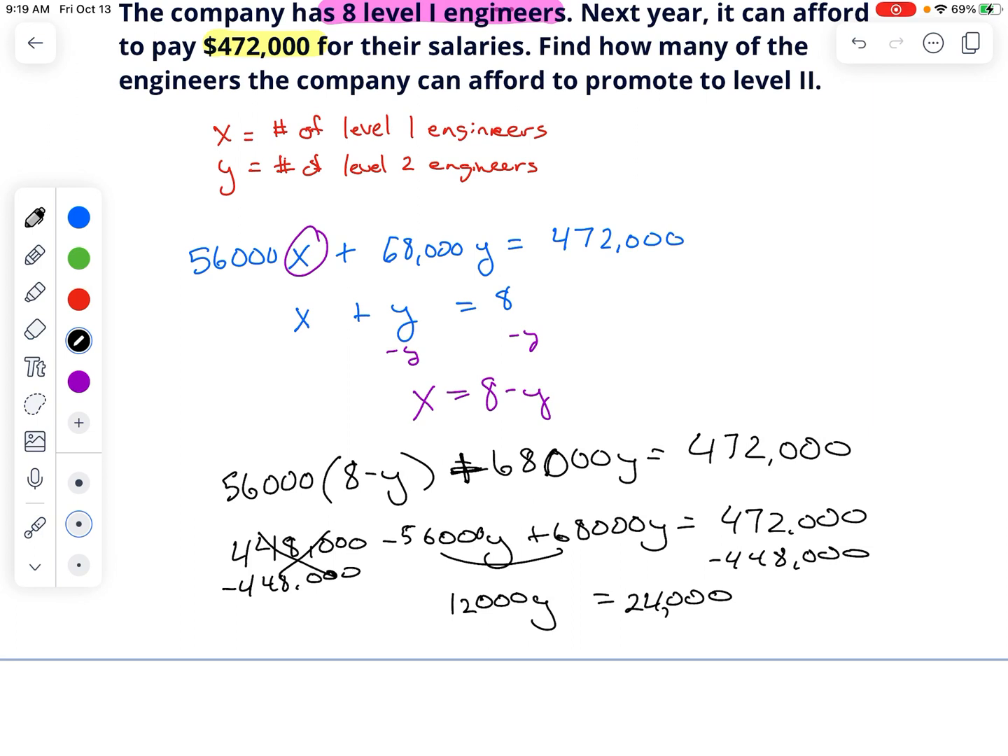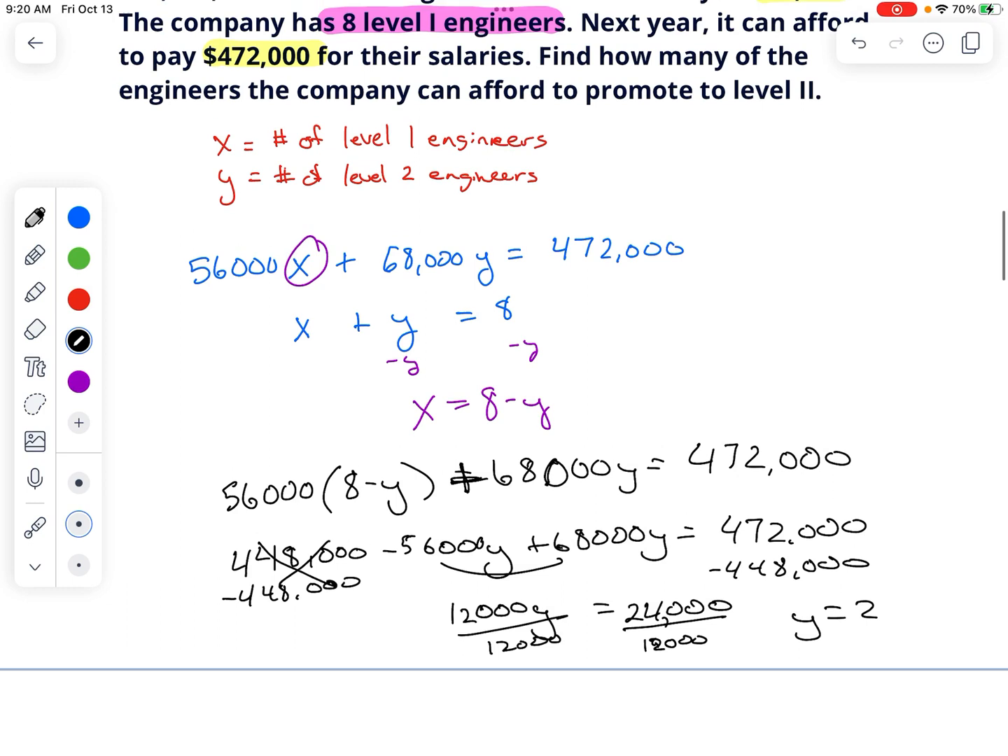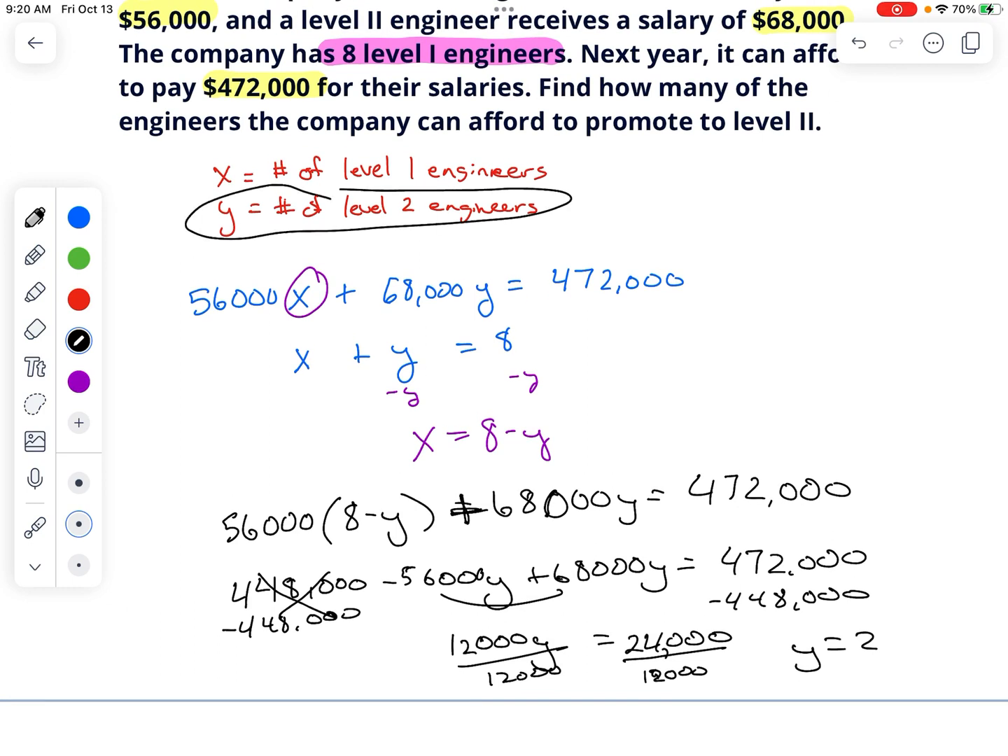All right, so if I take the 24,000 and divide by the 12,000, I get 2 for y. Okay. So that means that y is the number of level 2 engineers we can afford to have, 2 level 2 engineers, so 2 people will get a promotion. So the key to this is always to know what your unknowns represent. So if there's something that you don't know, use a symbol for that.